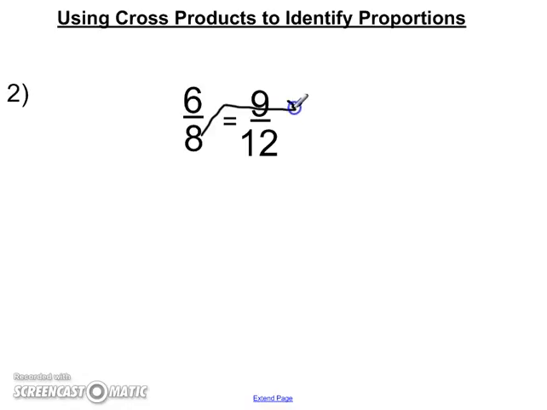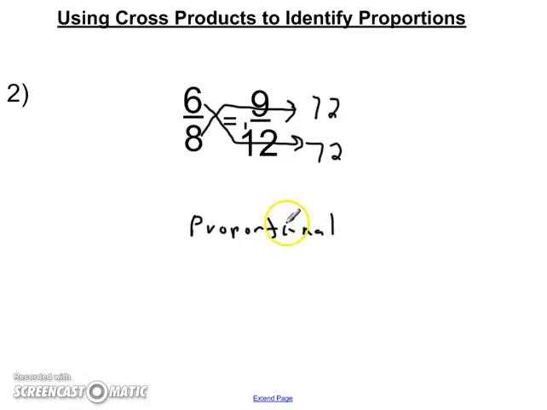8 times 9 is 72, and 6 times 12, well 6 times 2 is 12, carry a 1. 6 times 1 is 6, plus 1 is 7. 72 is equal to 72, so these are proportional. P-R-O-P-O-R-T-I-O-N-A-L. Still difficult to write with a mouse. And again, proportional means equal. So these two ratios are equal to one another.